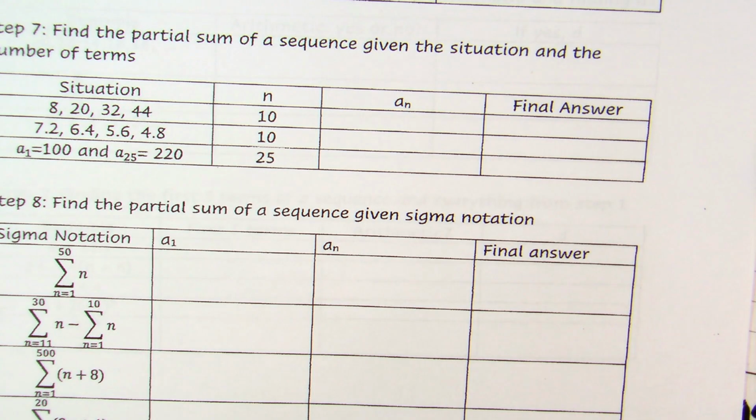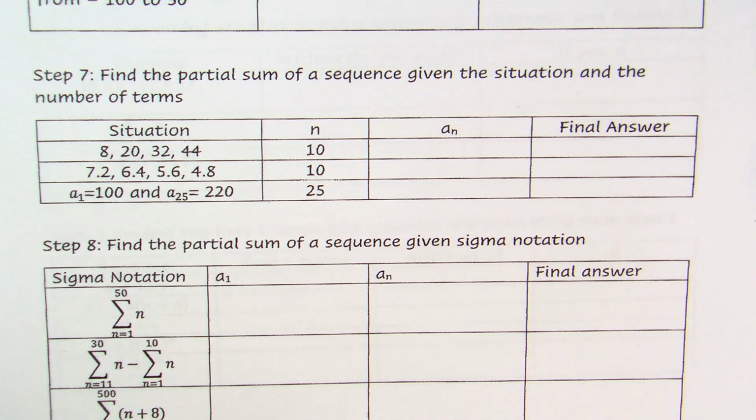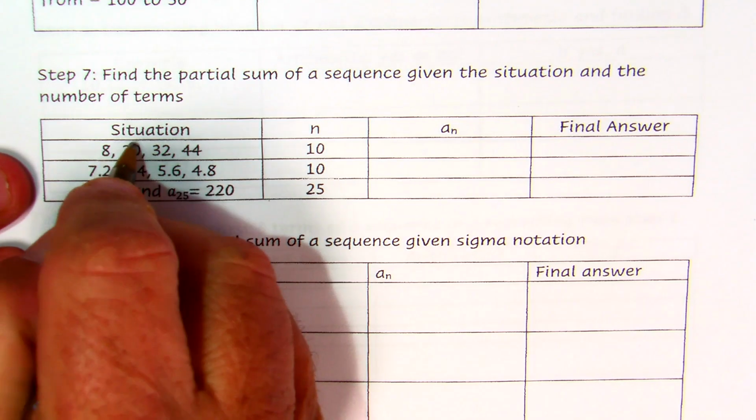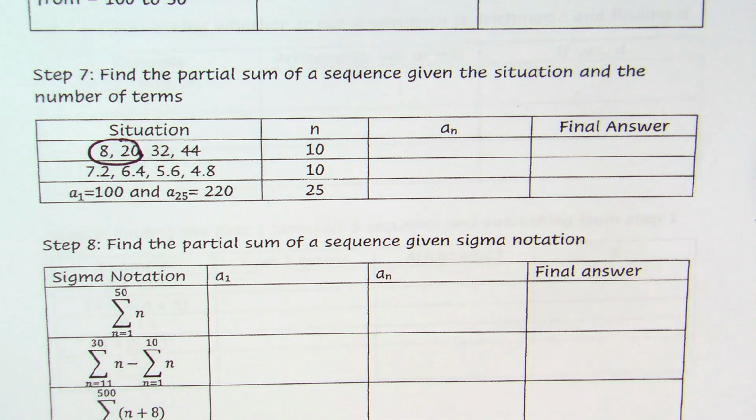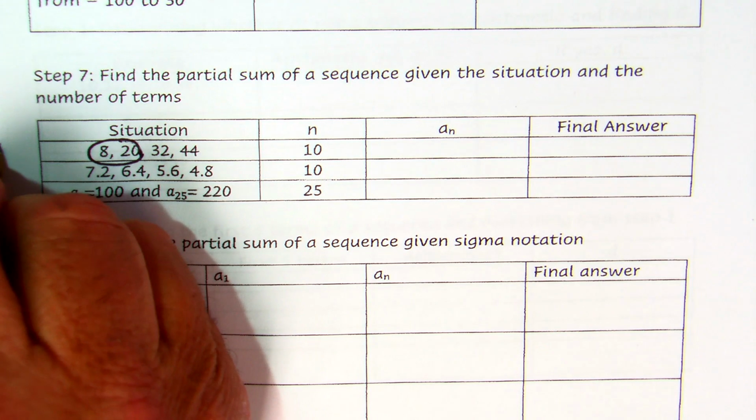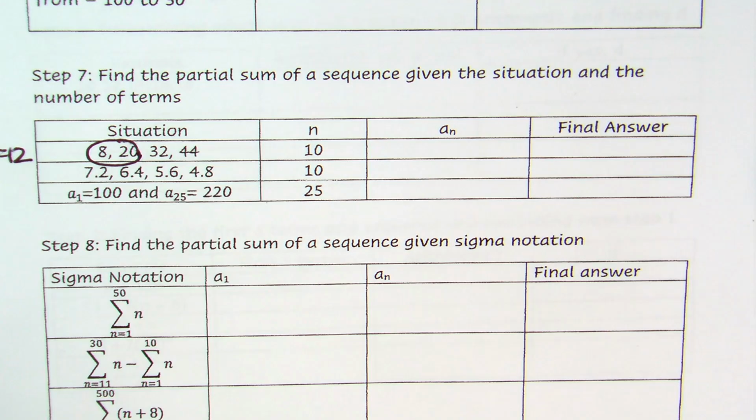Okay, so how much is it from 8 to 20? 12. So D is 12. All right?